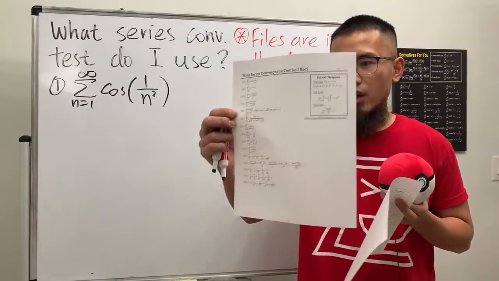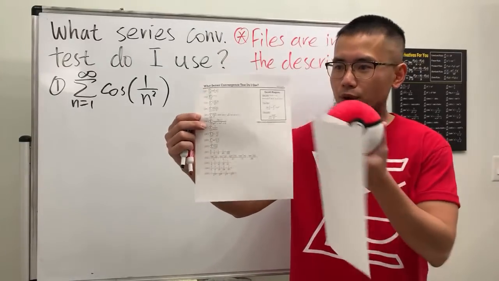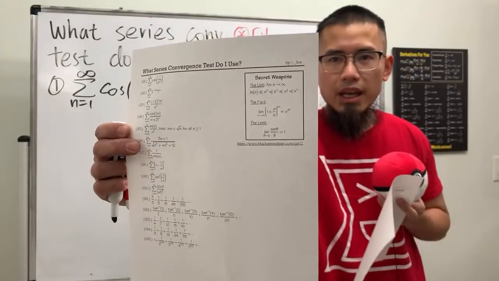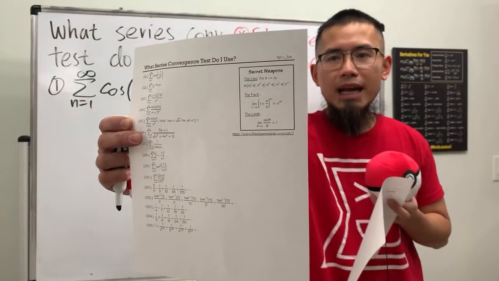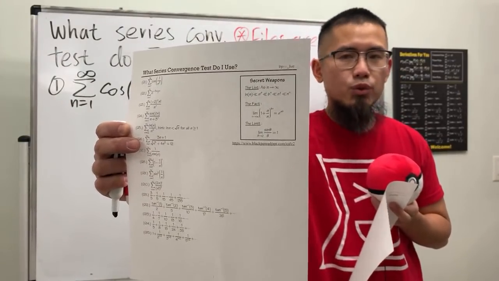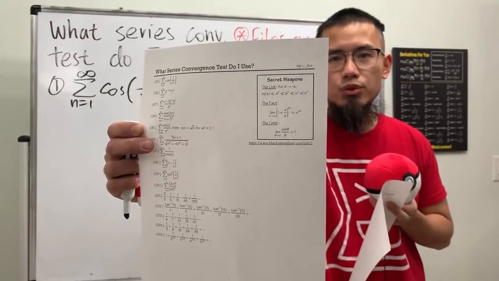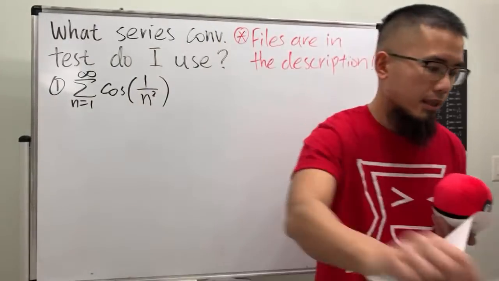But anyway, here are the 15 questions, right? And also we have our secret weapons. By secret weapons, I mean these are the things that we can use, and I don't need my students to provide proofs on that, all right?